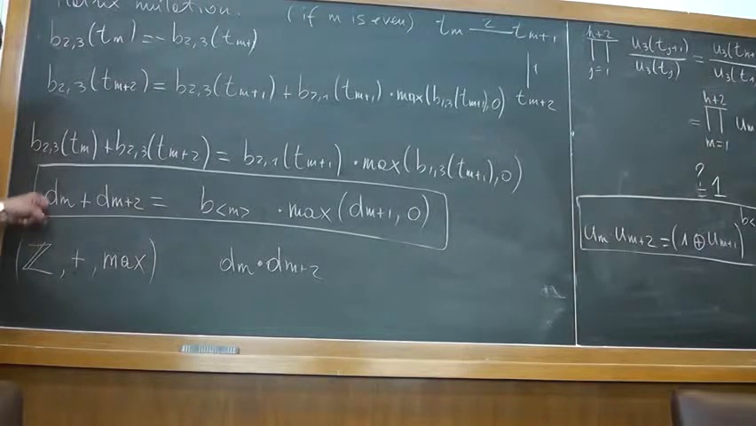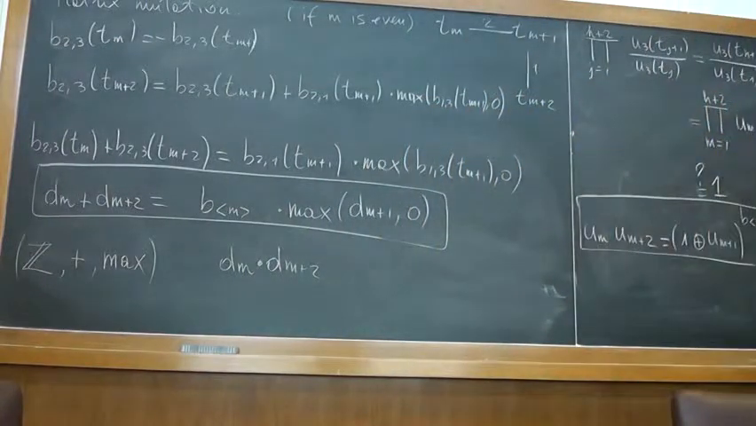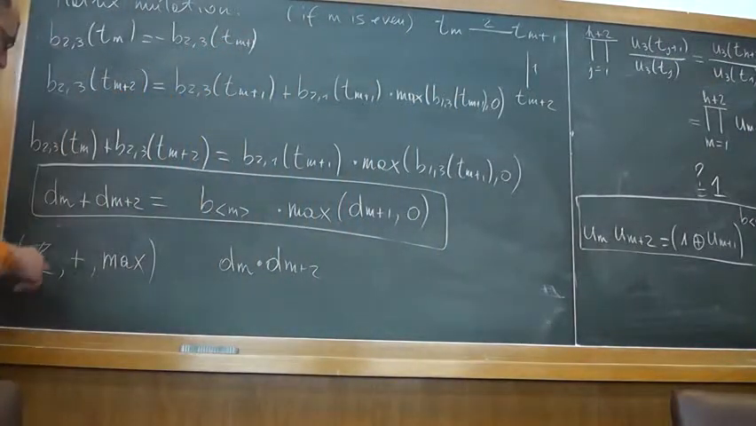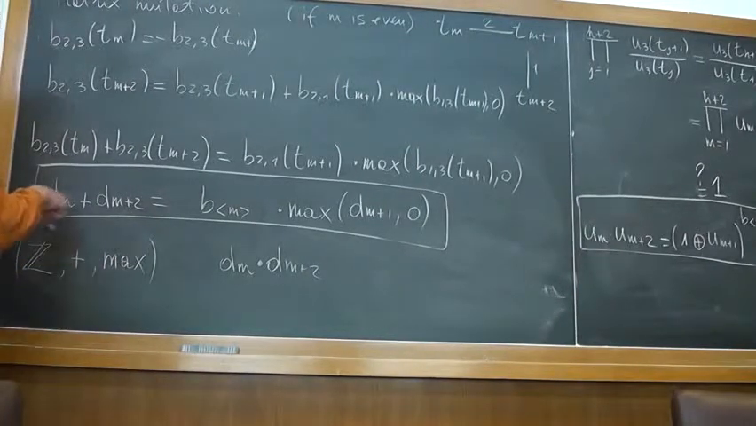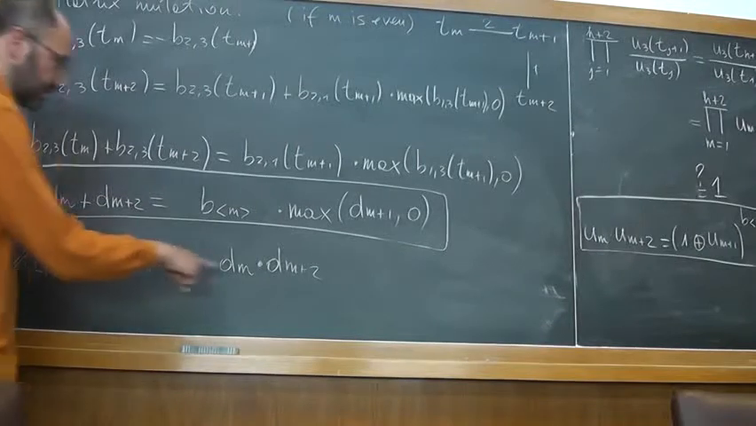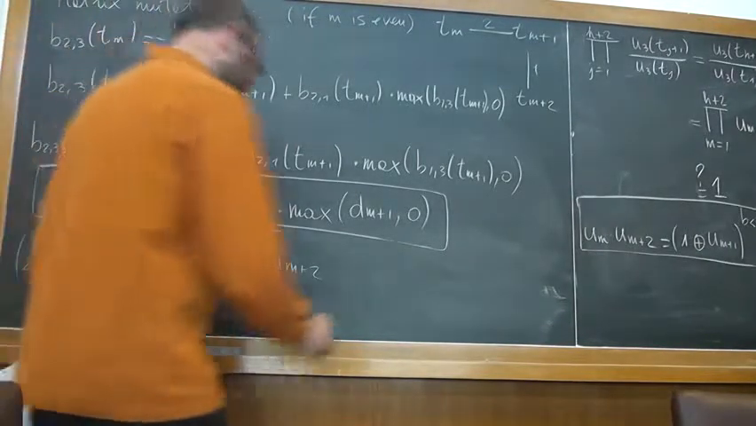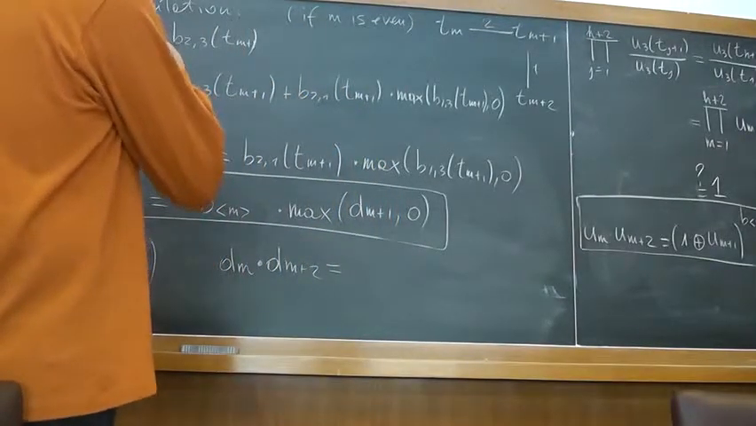So Dm is an integer? Dm are integers, yes. They are the exponents. I see. So you're just changing the notation. The product is the plus, and the addition is the maximum. So Dm plus 2 becomes Dm times Dm plus 2. It's a change of notation. Yes, because you're dealing with exponents.